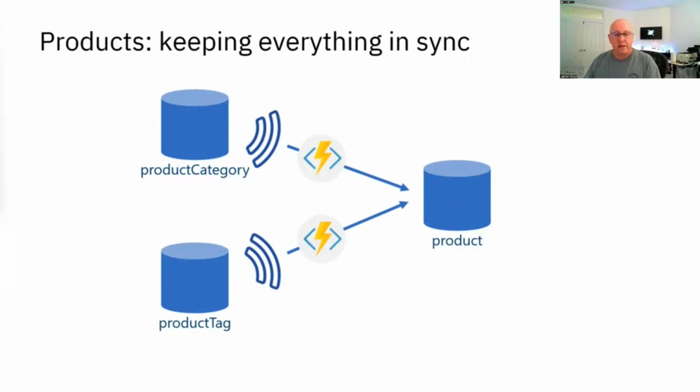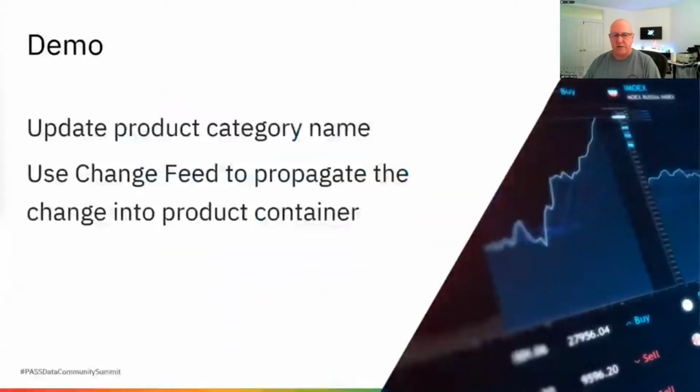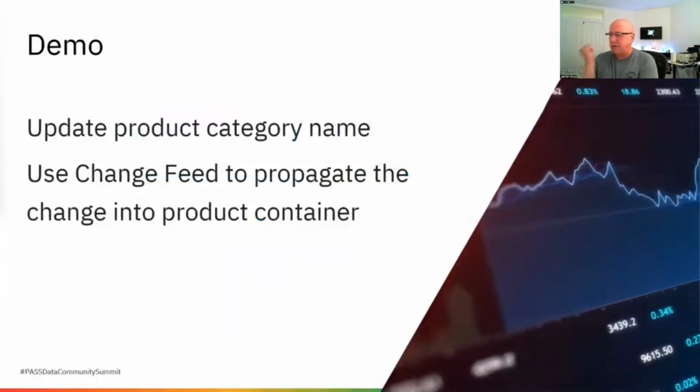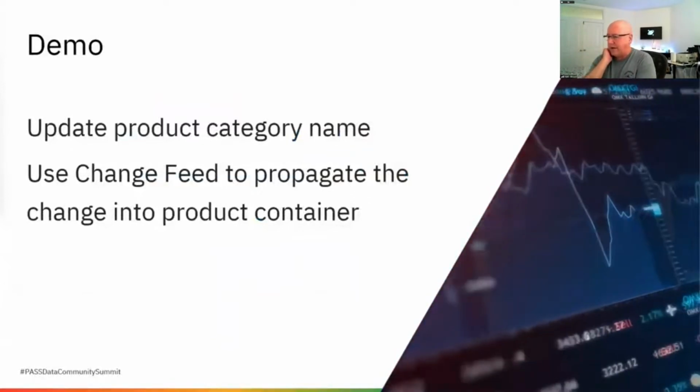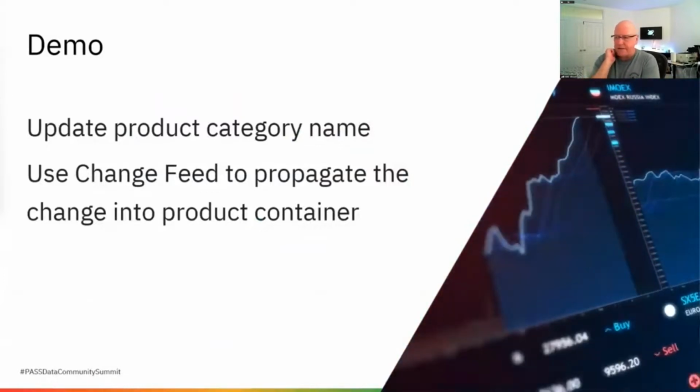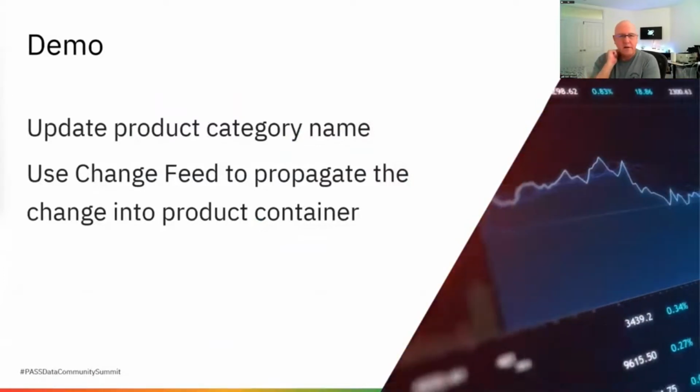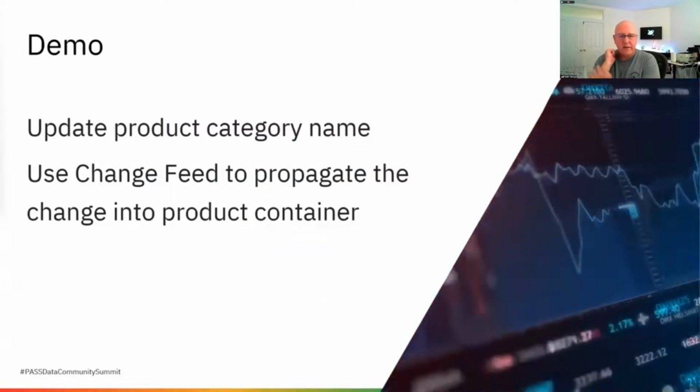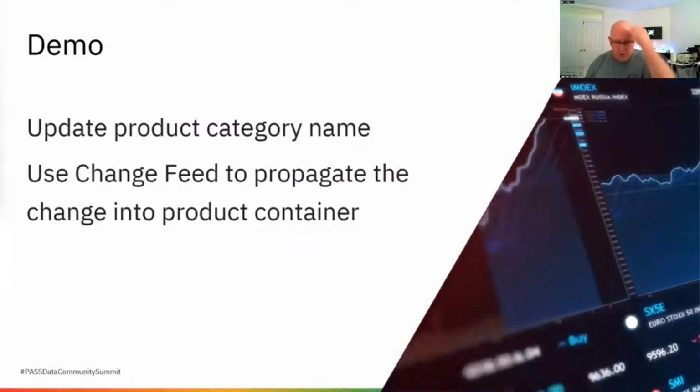It listens to that container for the changes. It actually pulls the container, strictly speaking. If it sees a change, it calls the delegate, and it brings all the changes that happened since the last time it called the delegate, or the last time it pulled the container. Then using change feed in Azure Functions, you can make a change there. So let's demo this. I'm going to update the category name in my product category container, and then use change feed to propagate that name change for that category into my product container.